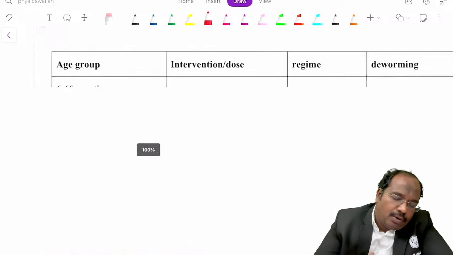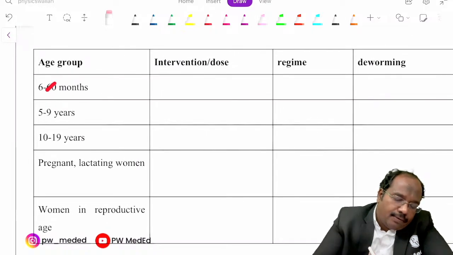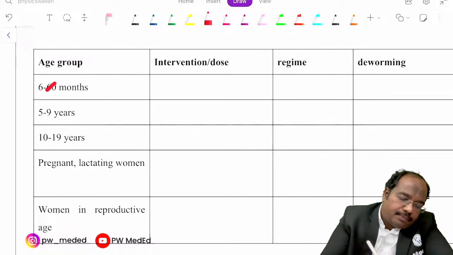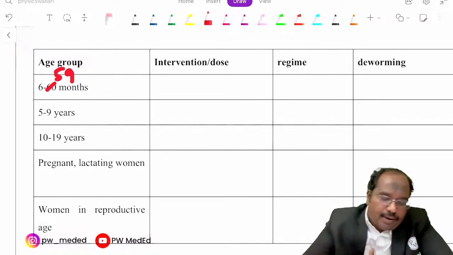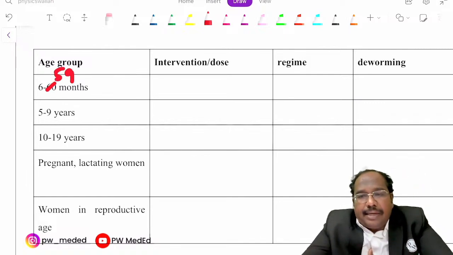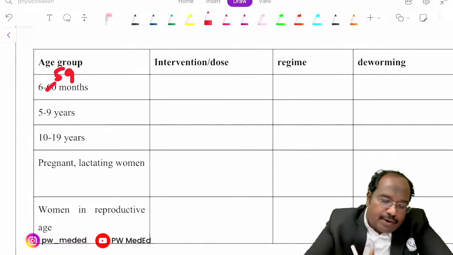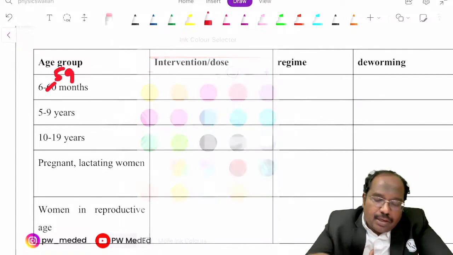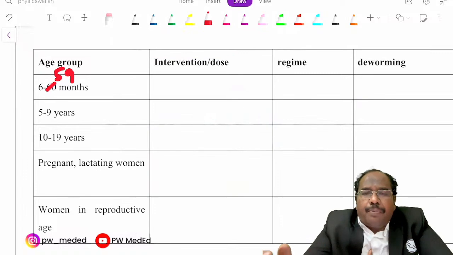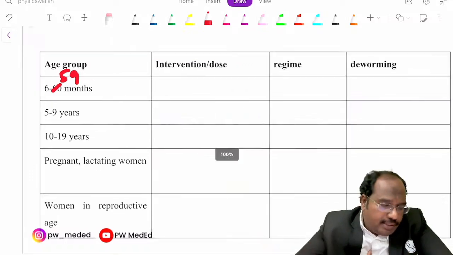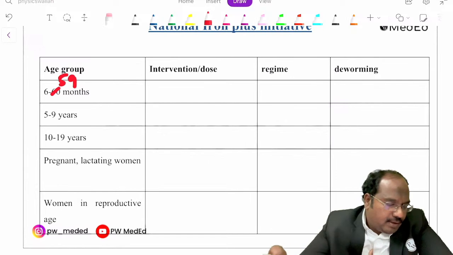Okay, fine. Now 5 to 9 years, then 10 to 19 years. So this is what we are going to check here. For all these groups, we are going to give prophylactic iron.